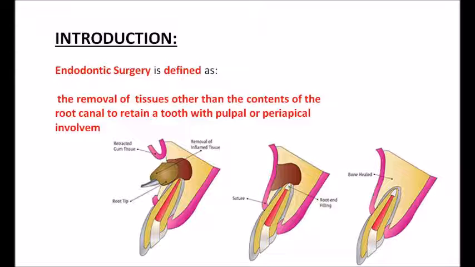You can see in the picture the procedure-wise steps, where in the periapical region a lesion is found. Removal of that inflamed tissue is done, then the root end filling is done to the RCT treated tooth, and then sutures are placed. Later on the bone will heal and the tooth will be maintained in the space with proper function and maintenance of the teeth in the arch. So that is why we need endodontic surgery.